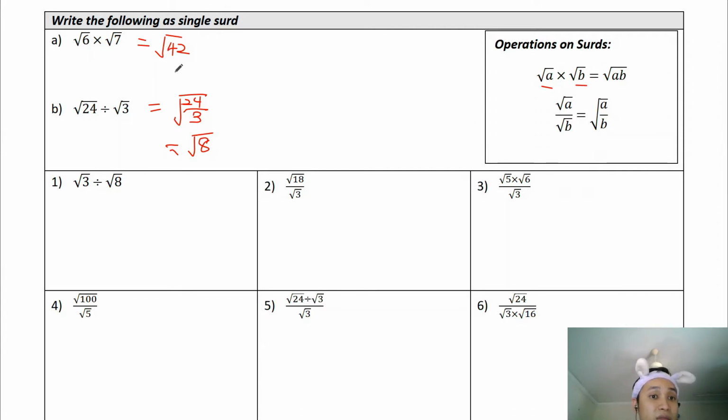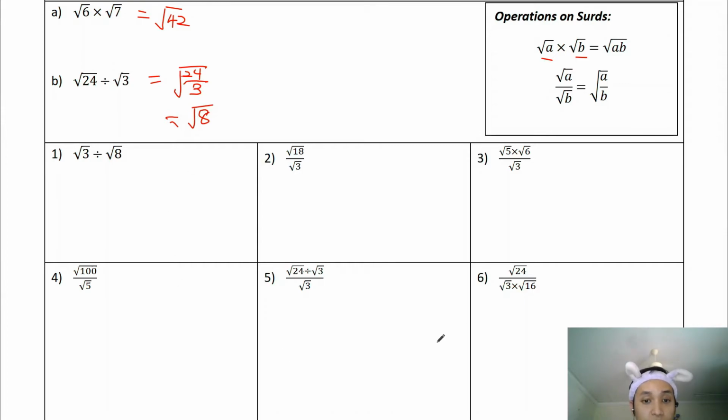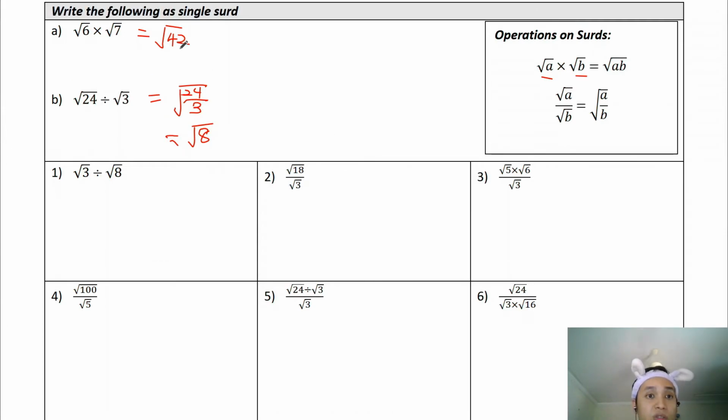Write it as a single surd. Meaning you just leave it like this. You don't have to simplify. If they ask you to simplify, then only you simplify. But if they only ask you to write it as a single surd, you just leave it like this. If simplify, you need to continue doing it. So how do we do simplification? For these, you don't have to simplify. You just calculate and make sure that your answer is in a single surd form, like this and like this.